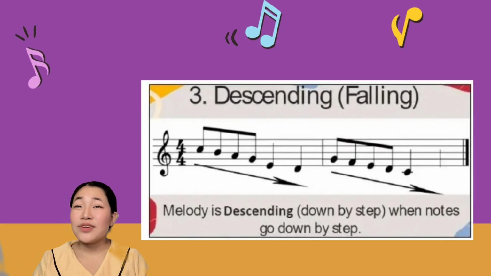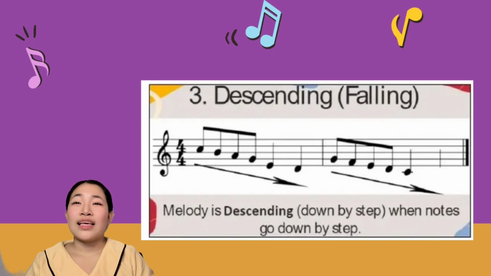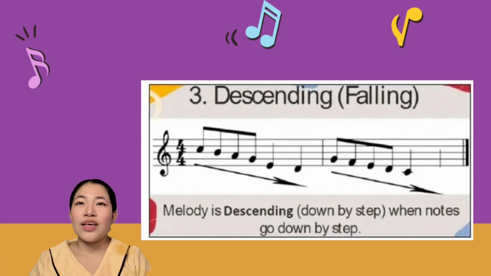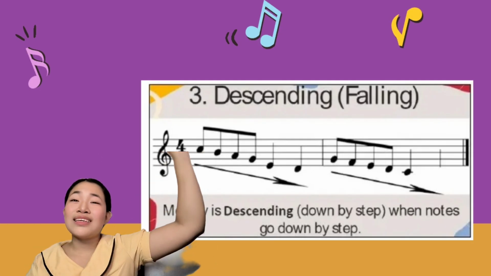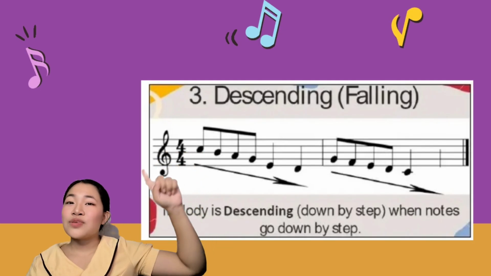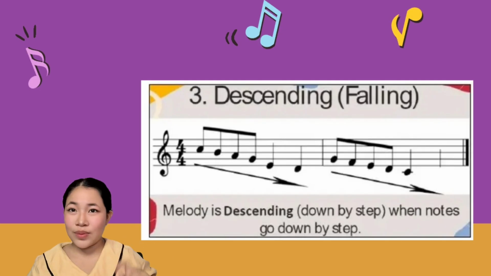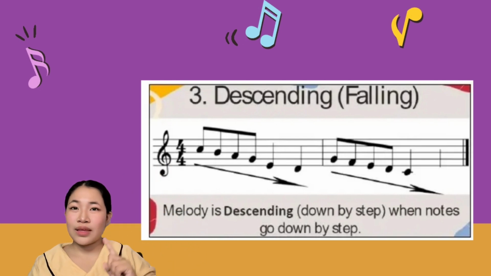Okay, the last one is descending or falling. So descending or falling or going down. A melody is descending down by step when notes are going down by step. Okay, so from ascending like do re mi fa sol la ti do, let's do a descending or falling or going down. Do te la sol fa mi re do. Again. Do te la sol fa mi re do.